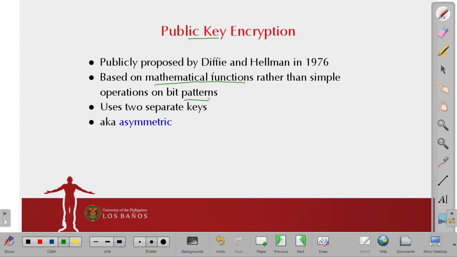Recall that in the symmetric encryption topic, we have transformations and substitutions, basically based on the bit patterns. But the one introduced by Diffie and Hellman relies on mathematical properties. And public key encryption actually uses two separate keys. That's why it's often called asymmetric encryption.